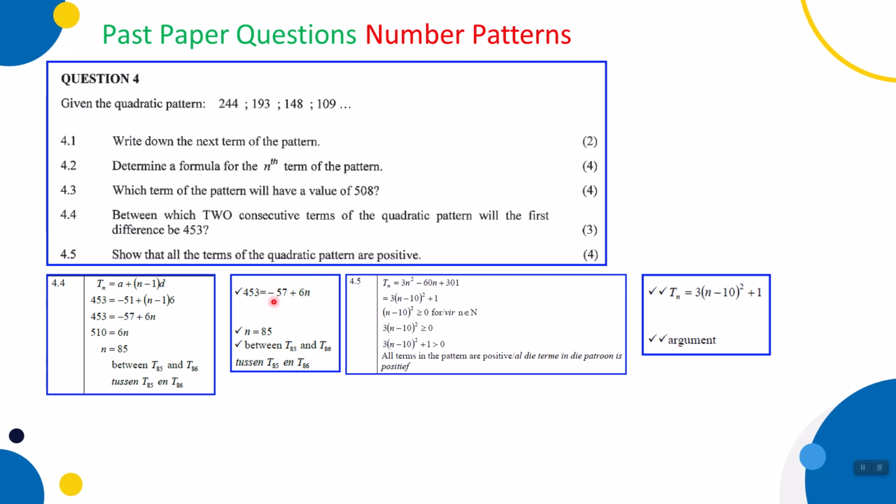You're going to get a mark there for getting 453 equals negative 57 plus the 6n, this one here. You get a mark there for stating n equals 85, and you get a mark there for stating it lies between the 85th term and the 86th term. And then 4.5, show that all the terms of a quadratic are positive, 4 marks.